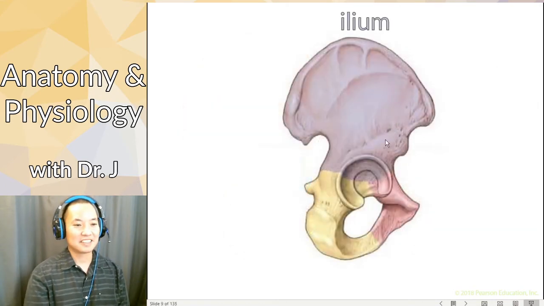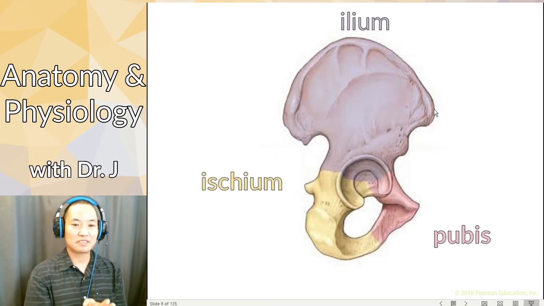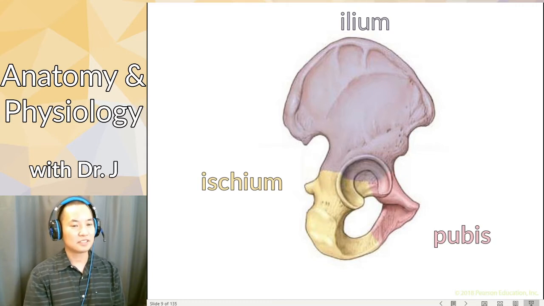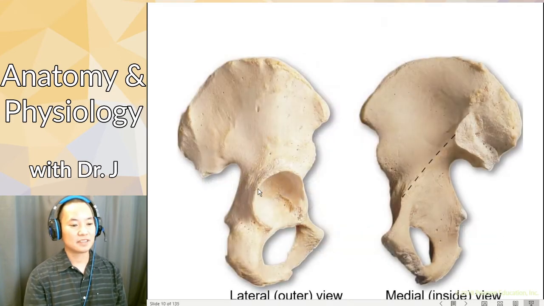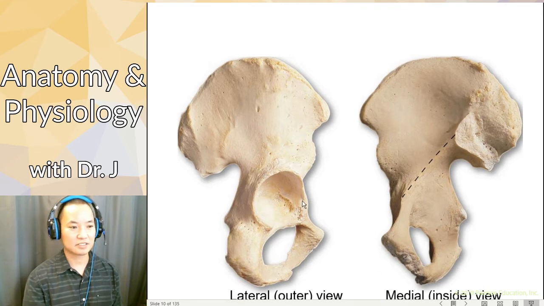All right. So then there are three main parts. They fuse together, but there are three bones that make up one side of your pelvic girdle. All together, it's called a coxal bone. Here we're seeing only one half of it. The most superior part is called the ilium. This part is called the ischium, and this part is called the pubis. Now we're seeing the inner side of the coxal bone, rather than the outer view in those previous pictures.